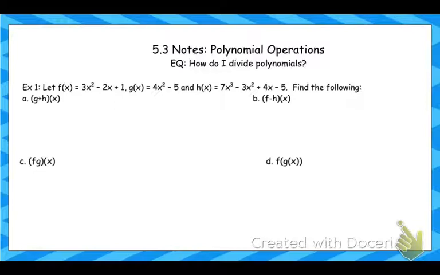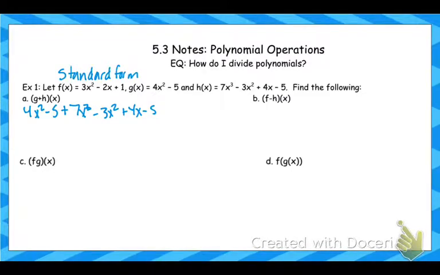All right, so just reviewing some of our notation, g plus h of x means we add the g of x function to the h of x function. So 4x squared minus 5 plus 7x cubed minus 3x squared plus 4x minus 5. Combine your like terms, and whenever we work out these problems, we're going to write our answers in standard form. Standard form, remember, our exponents go in order from biggest to smallest. So this would be 7x cubed plus x squared plus 4x minus 10.